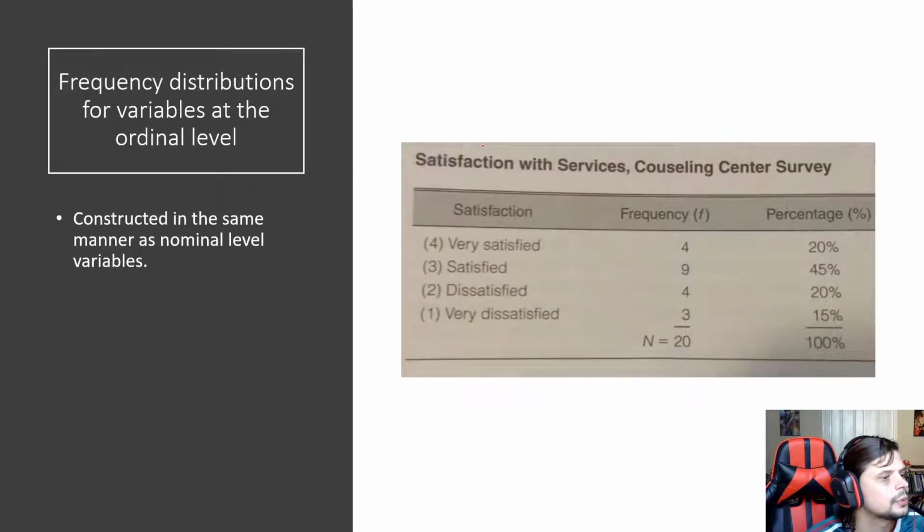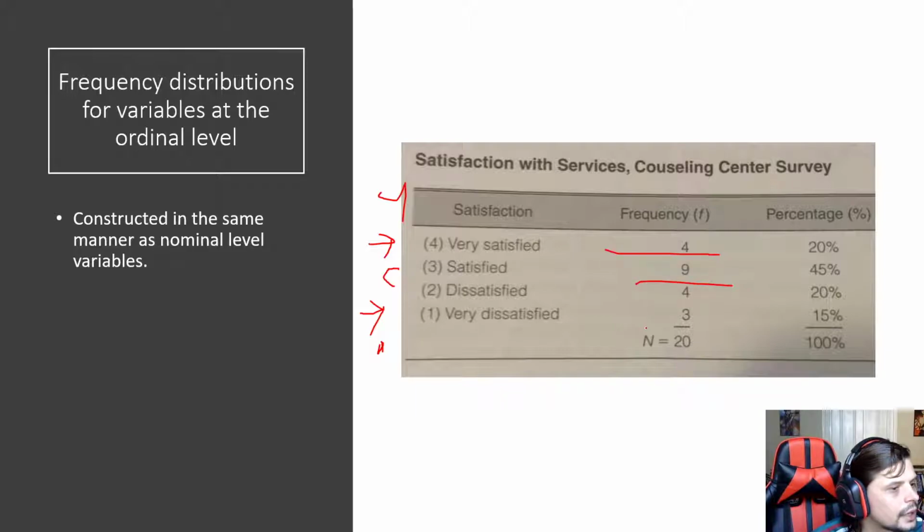This is with ordinal. Remember that ordinal is ranked order. So this is very satisfied, so it's the highest at 4. And this is very dissatisfied, so it's lowest at 1. And then you have these two, which are in between. And you can see here, there were 4 people that answered very satisfied, 9 that answered satisfied, 4 that answered dissatisfied, and 3 that answered very dissatisfied. They even broke it down in percentage over here, because you have 20 down here, and 4 divided by 20 times 100 would give you that.